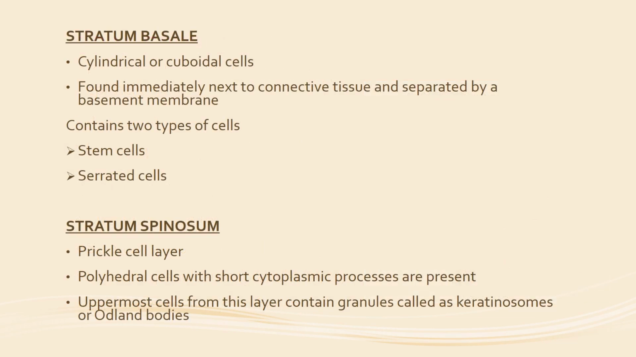Coming to stratum basale, cylindrical or cuboidal cells are found immediately next to the connective tissue and separated by a basement membrane. It contains 2 types of cells, that is stem cells and serrated cells. Coming to stratum spinosum, polyhedral cells with short cytoplasmic processes are present. That's why it's also known as the prickle cell layer. The uppermost cells from this layer contain granules called keratinosomes or Odland bodies.